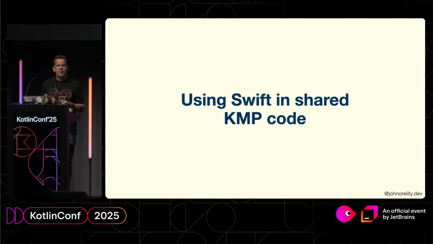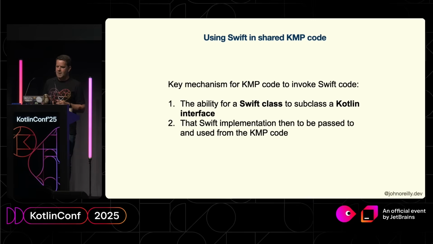Next up, we're going to outline some patterns for using Swift in shared Kotlin code. So a key enabler for this is the ability for a Swift class to subclass a Kotlin interface, and that implementation then to be passed to and used from shared code. And this approach is the basis for most of the interop scenarios we'll be describing.